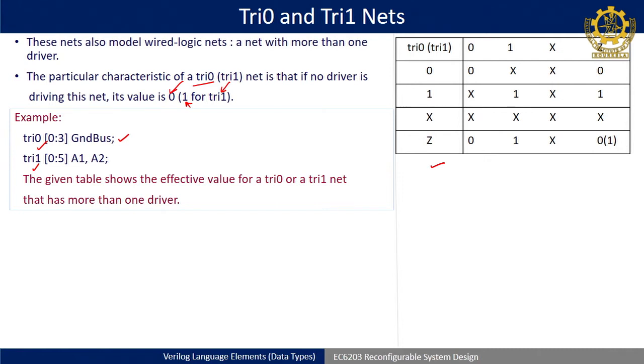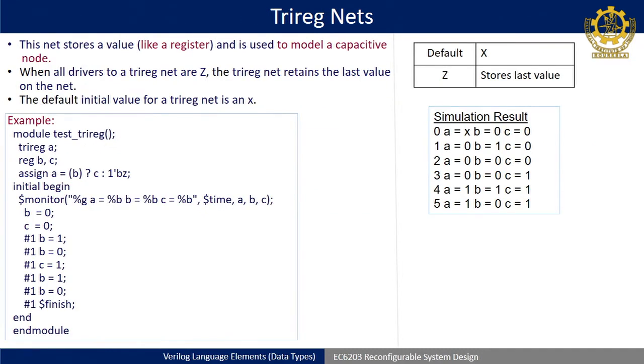So, in that case you have to refer to the table. Okay. So, this trie 0 is for the entire table, and this 1 only will change in case of trie 1, getting my point? So, this table is the same for trie 0 and trie 1, but in the last case when input is Z and Z, if it is trie 0 it will become 0, if it is trie 1 it will become 1.